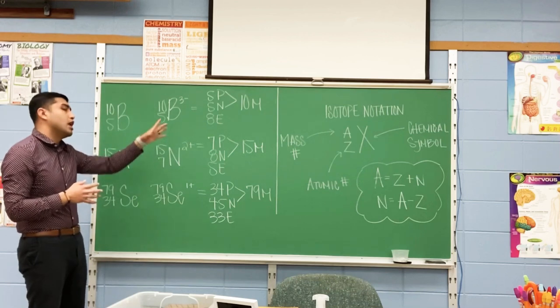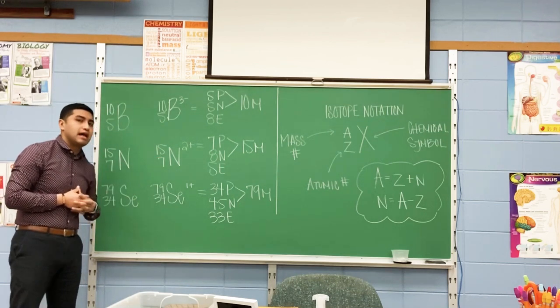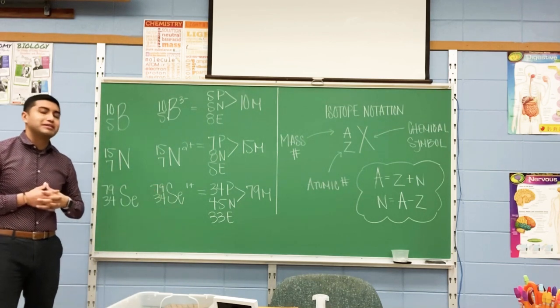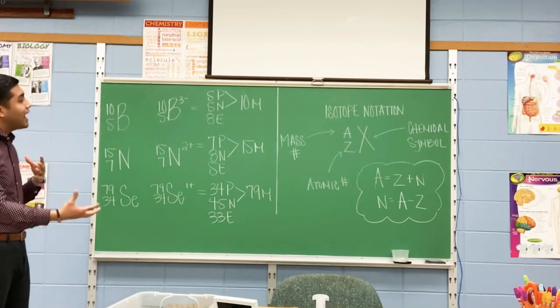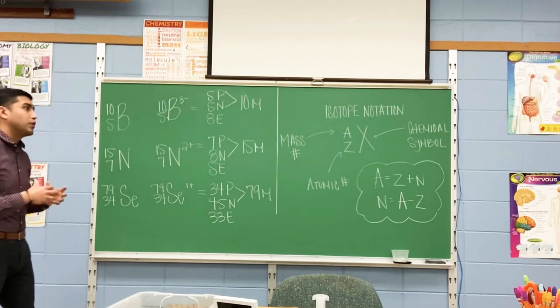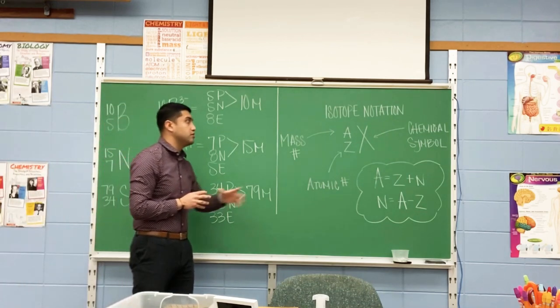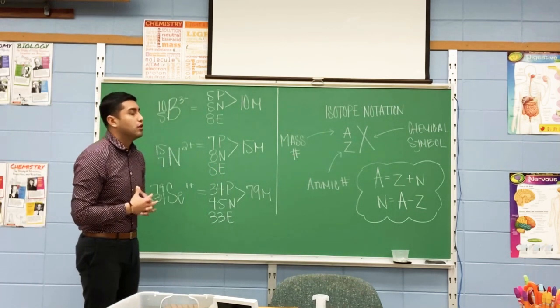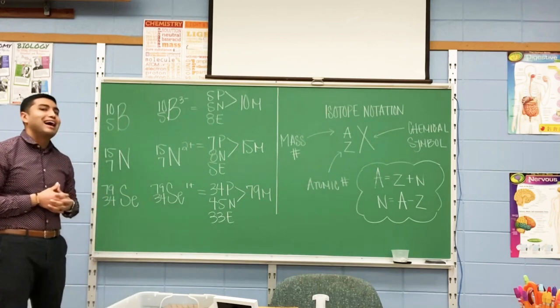So 5 will always be boron, 7 will always be nitrogen, 34 will always be selenium, and so forth. What can change is your number of neutrons and your number of electrons. When they change, if your number of neutrons changes, that is called an isotope. If your number of electrons changes, that is an ion.